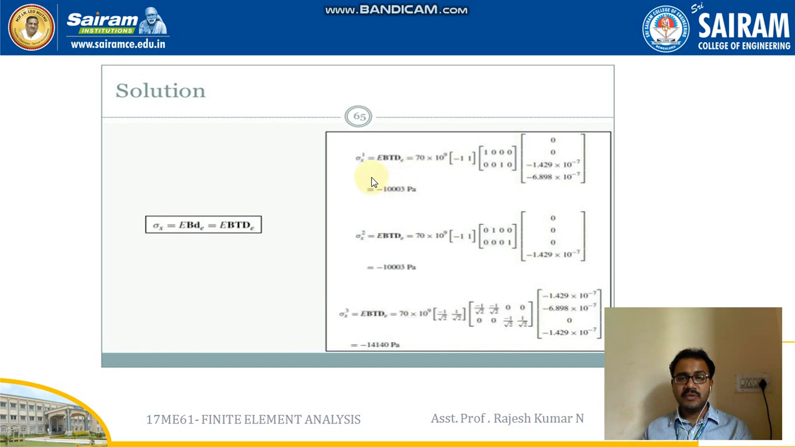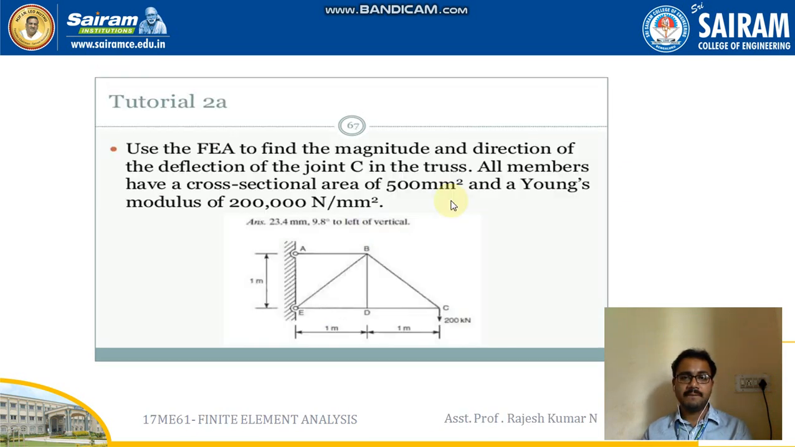Moving to the stress calculation, sigma: we have three elements, so for all three elements individually we need to calculate. The formula is Young's modulus into B into T into D. D again is nothing but the displacement matrix. For element 1, you write the displacements corresponding to the initial node and final node, and the remaining are zeros, with L, M, 0, 0, L, M. For each element, substitute the corresponding L and M values. So here I get sigma 1 as minus 10003 Pascal, sigma 2 is minus 10003 Pascal, and sigma 3 is minus 14140 Pascal. So this is the stress value I am getting.